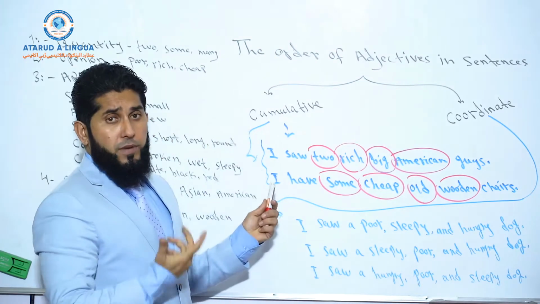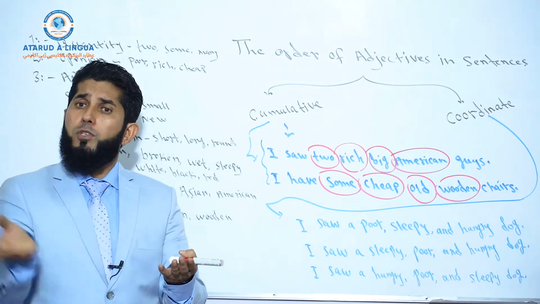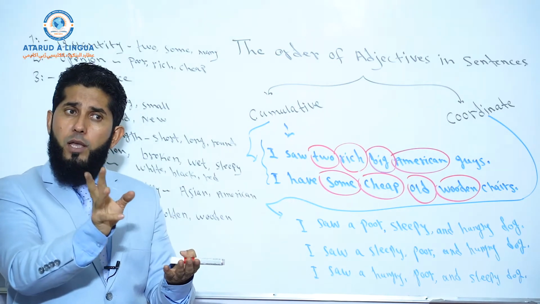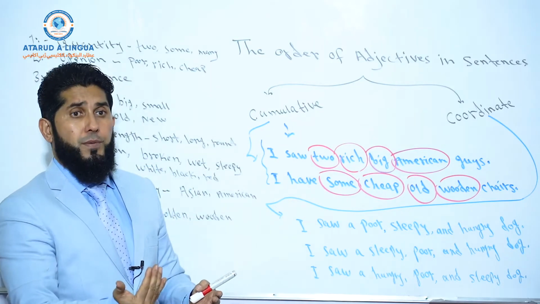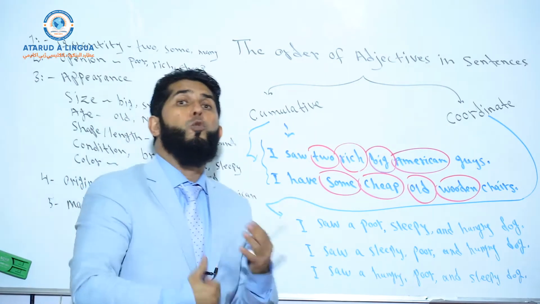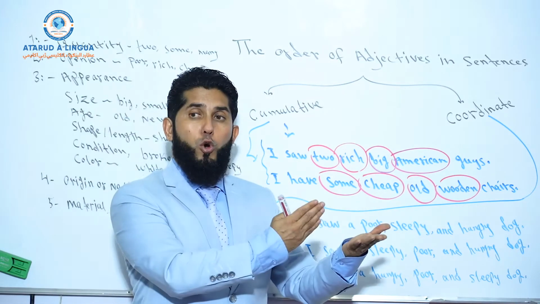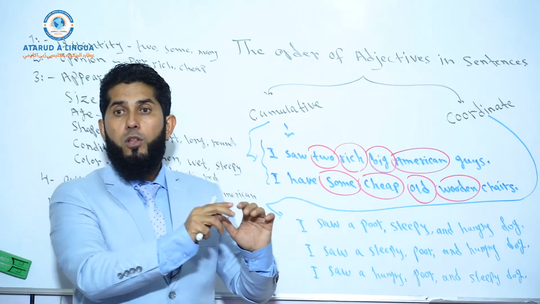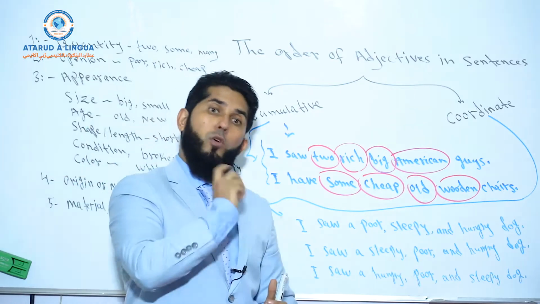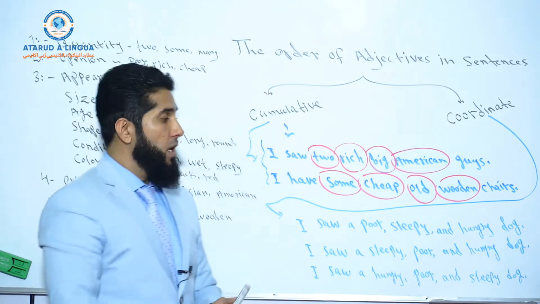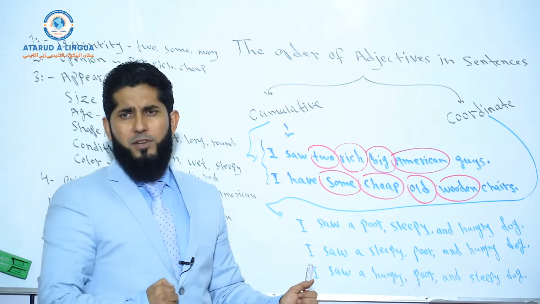So, cumulative adjectives. When we bring more than one adjective to describe a noun, 2 or 3 adjectives, right? And they come from different categories. They do not come from the same category. Those adjectives are called cumulative adjectives, okay? And they must be used in a specific order in which there cannot be any changes. We cannot change that specific order. Understood?